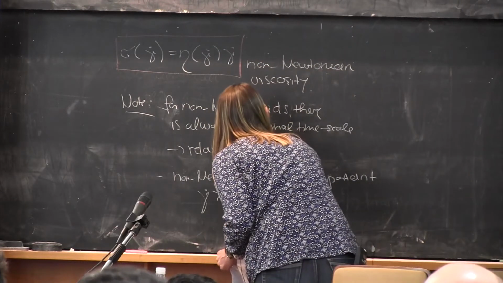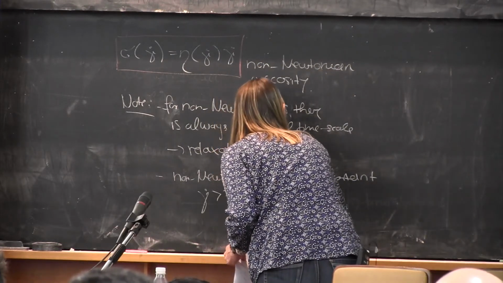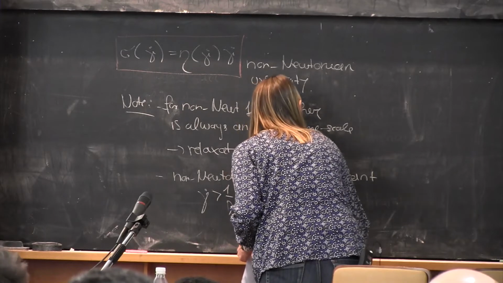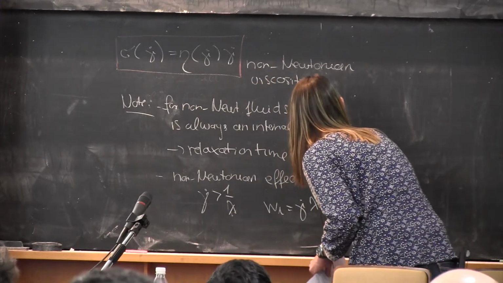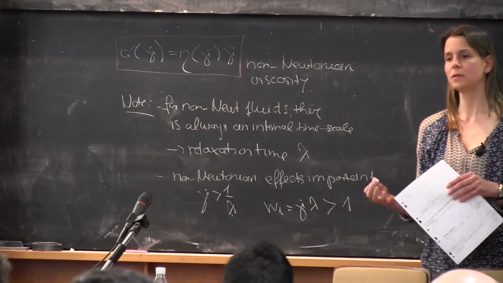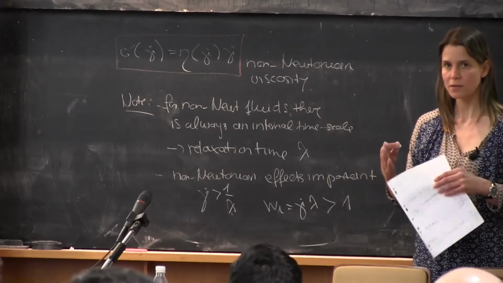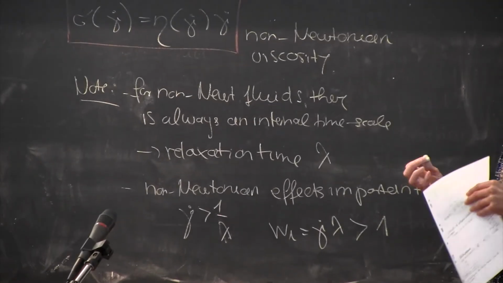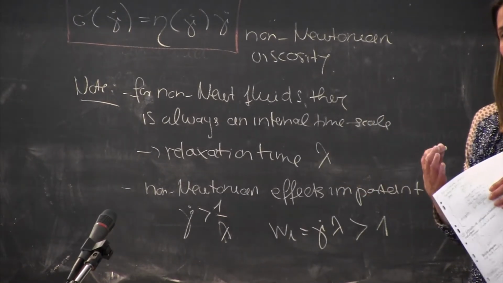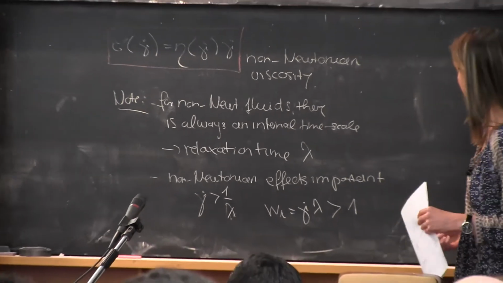This means that actually the Weissenberg number, which is defined as the shear rate times the relaxation time, is larger than 1. So this means that the object that you put in the flow does not have time to relax. So does it really feel the flow? If it relaxes too quickly, it will not feel the effect of the flow.